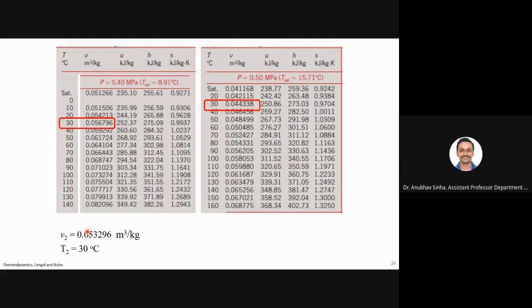PV is equal to, okay, what is the question? PV is equal to constant. So the isothermal condition. Okay, PV is equal to RT. But then you need to know what is the R for this.